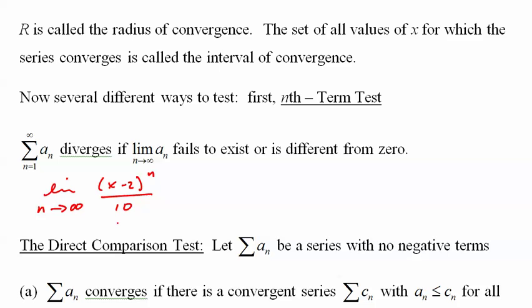I was going to say that didn't make any sense. As we go to infinity, we notice that both of these go to infinity. So we'll do a little L'Hopital's rule. And we get n times x minus 2 to the n minus 1.